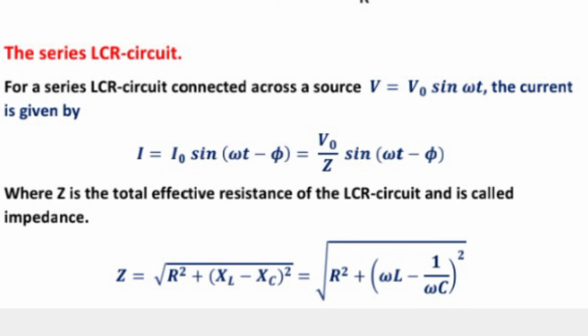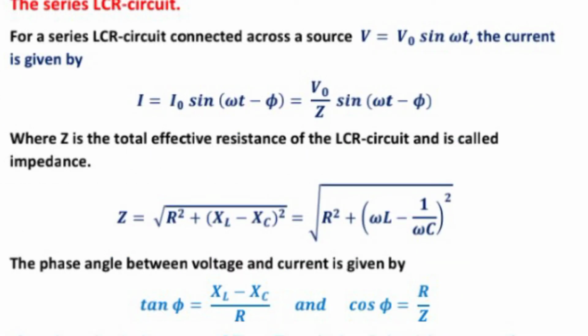And Z equal to under root R square plus XL minus XC whole square, and that will be under root R square plus the bracket omega L minus 1 upon omega C whole square. The phase angle between the voltage and current is given by tan phi equal to XL minus XC upon R, and cos phi equal to R upon Z.